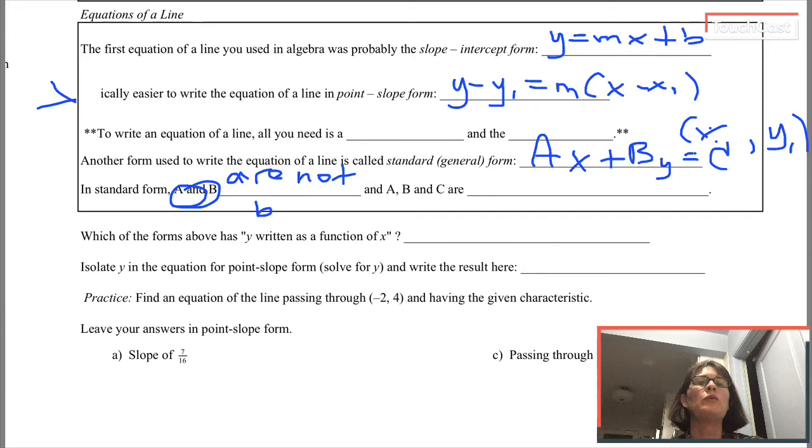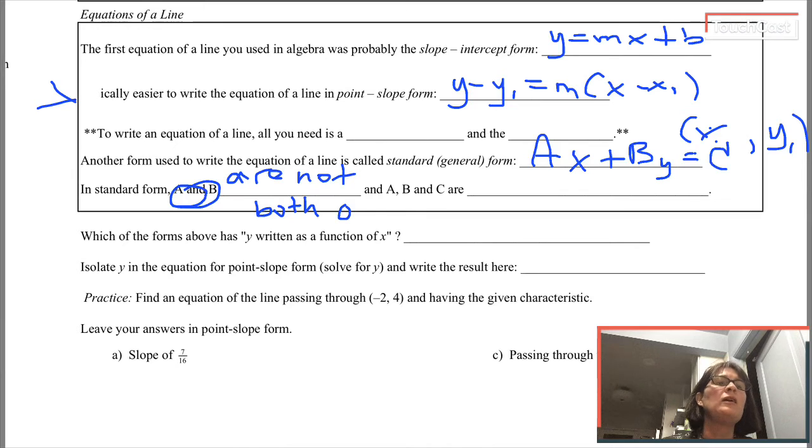Not both 0. You could have one of them be 0. If A is 0, that means there's no x term, so your equation has only a y term, and that's the equation for a horizontal line. If B is 0, then you have no y term, and you have an equation like x equals some number. That's the equation for a vertical line. Or if you have both an x and a y term, then it's some kind of, let's call it a diagonal line, neither horizontal nor vertical.